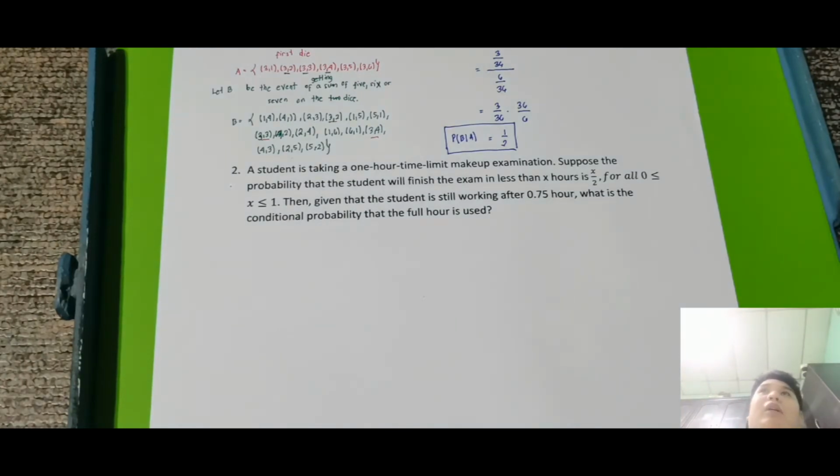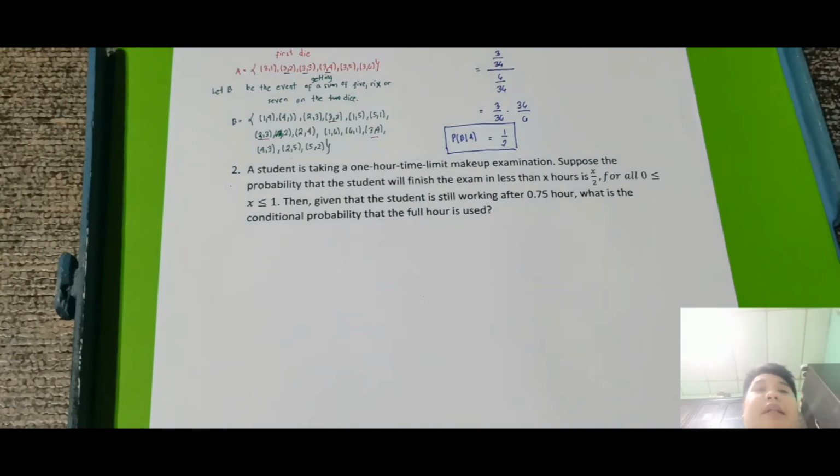So for example, natapos siya ng 0.5. So kung 0.5, meaning 30 minutes siyang natapos, ganun nakalagay. So 0.75, that is 45 minutes. So 0.75 yung ilalagay natin dyan sa X. So ganun yung distinction. So again, yan yung probability na makuha niyan.